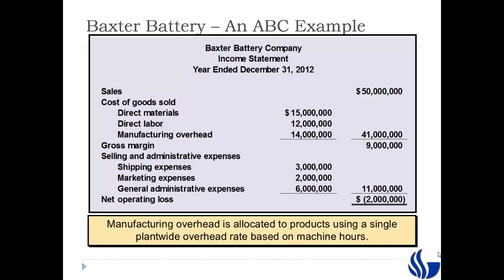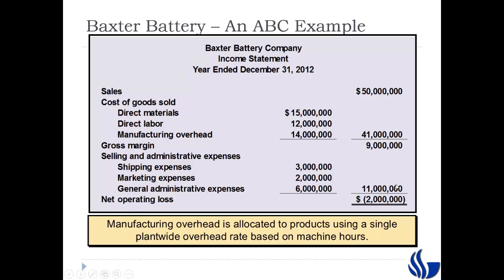Now as you look at this, what's one of the first things that stand out to you? It's probably this net operating loss at the bottom, $2 million. And then you start looking at some of the other line items on here. You can see the sales revenue is $50 million. The total cost of goods sold is $41 million. Of that amount, $14 million is manufacturing overhead. Then the gross margin is $9 million.